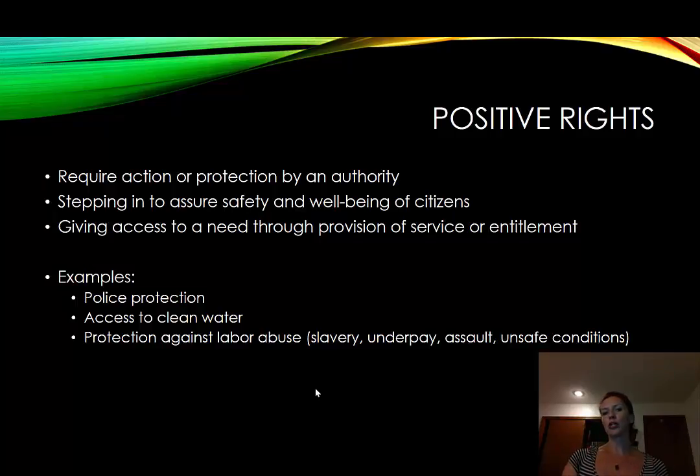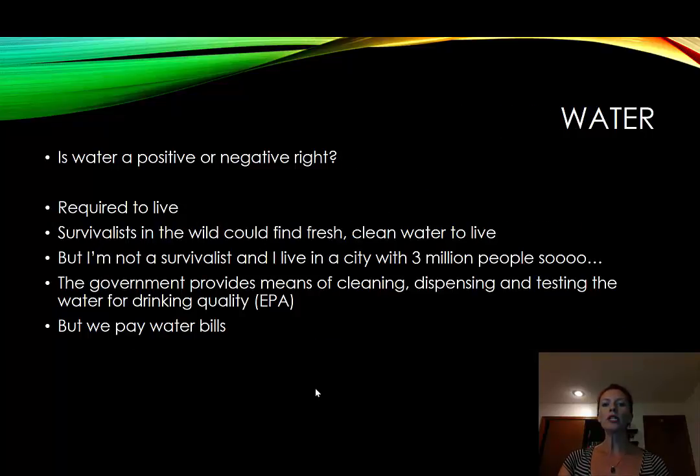So this is your basic breakdown of the negative and positive rights differential. Now we get into some of the nitty-gritty examples. I'm only going to go to a couple of them here because I think you can extrapolate from this, and I don't want to lecture forever. I'm tired, as I said.